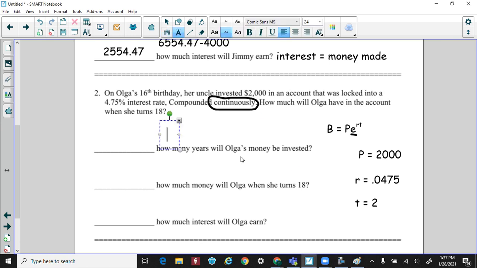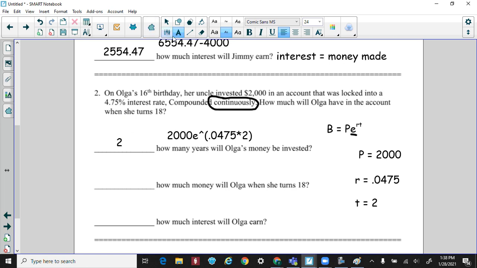I'm going to type it in just like it's going to be written. So 2000 E, and usually you probably have to use the caret function on the calculator. 0.0475 times 2. All right, so how many years will Olga's money be invested? 2.